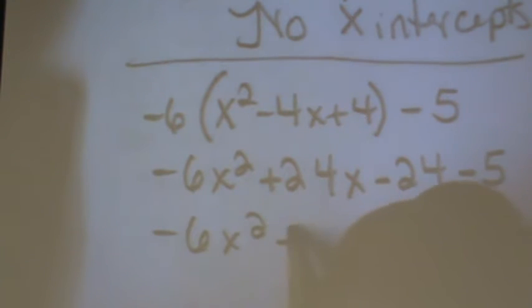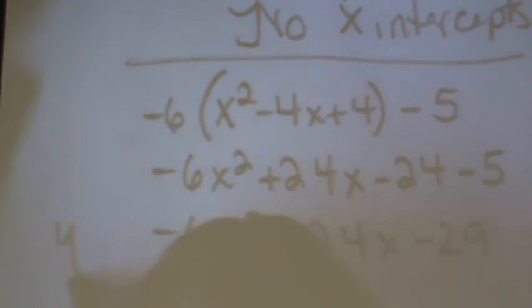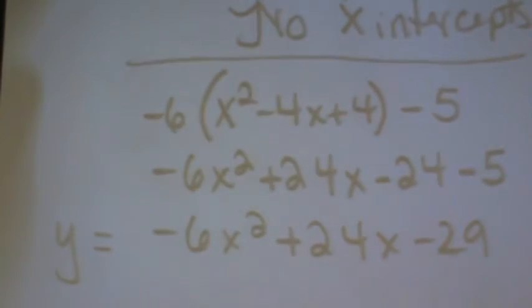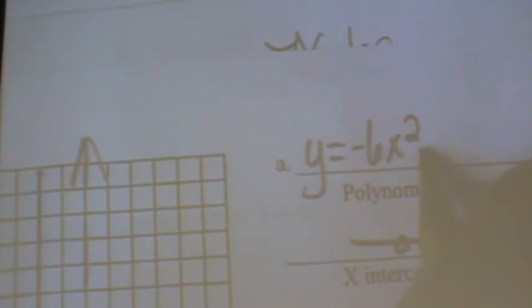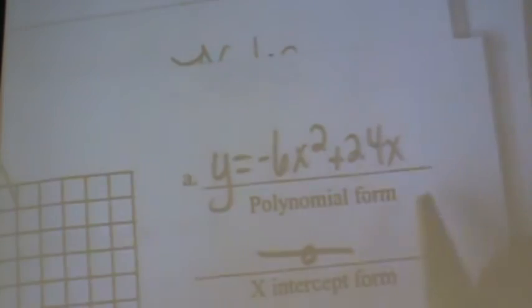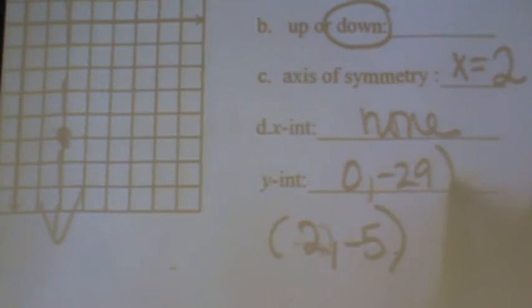-6x squared plus 24x minus 29. So this is polynomial form. This is what would go on this top line. You'd write y equals -6x squared plus 24x minus 29. And what's so nice about this form is you have your y-intercept, which is (0, -29).